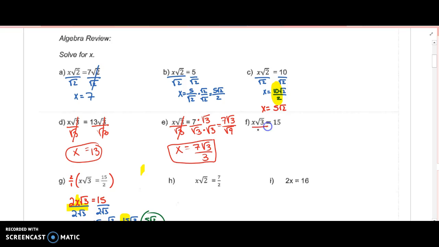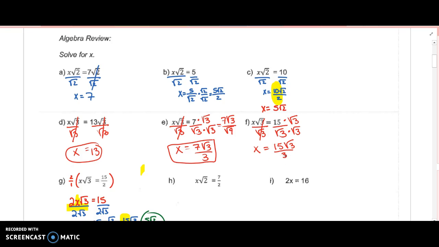Okay, for the next one we're going to divide by square root 3 to get x by itself, and so x equals 15 over square root 3. Again, we have to rationalize, and so we get 15 square root 3. Again, this is square root 9, but I'm just going to go ahead and write it as 3 since the square root of 9 is 3.